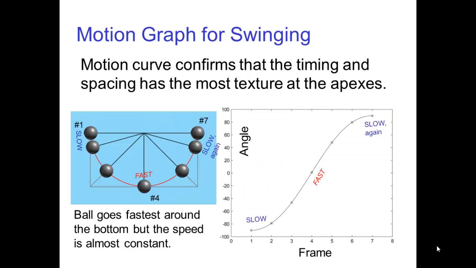Looking at the motion curve for swinging motion confirms that the timing and spacing has the most texture at the apexes. For example, the pendulum moves fastest around the bottom, but the speed there is almost constant. Remember, the steeper the motion curve, the faster the motion. However, the texture depends on the curviness of the curve.